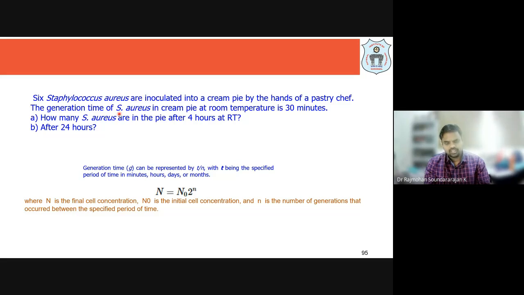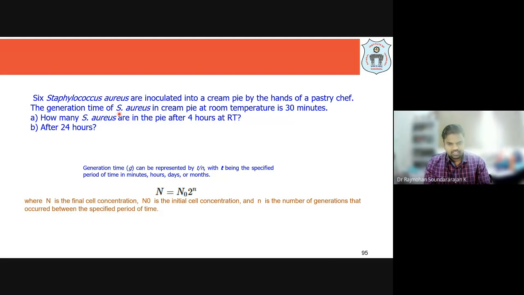At room temperature after 4 hours, what would be the generation time? What does generation time mean? How much time? Here generation time is given, so you should be able to tell the number of microorganisms. Initially what is the number? 6, and it is given that generation time is 30 minutes. So how will you calculate this? You should calculate and comment your answer.